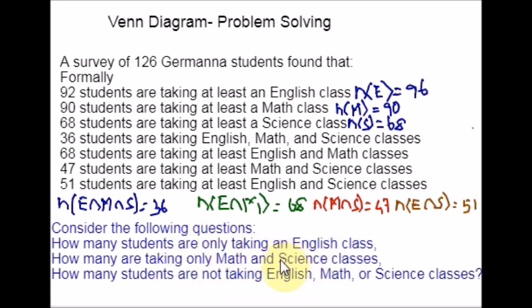So N of E complement intersection M intersection S. We are just going to exclude all the students who are taking English classes, but we are going to consider only students who are taking math and science. The last question, how many students are not taking English, math or science class? So this can be written as N of E complement intersection M complement intersection S complement, because we are just excluding the students who are taking English, math and science from the total number of students.